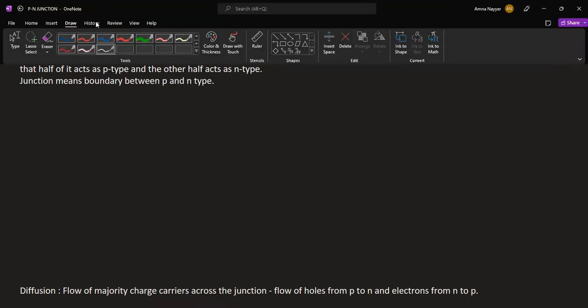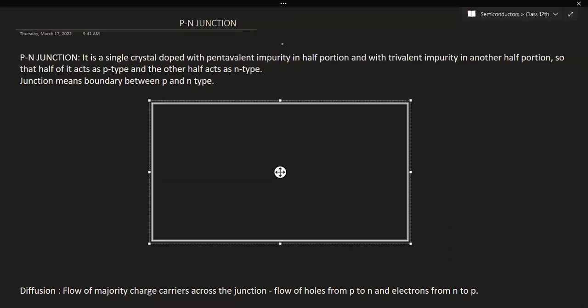See, single crystal means a single crystal is present where one half portion is doped with pentavalent atoms and the other half is doped with trivalent atoms. So it means one part you get as P type and the other part is known as N type. Let's say this is P type and this is N type. So in N type, what are the majority charge carriers? Electrons or holes?